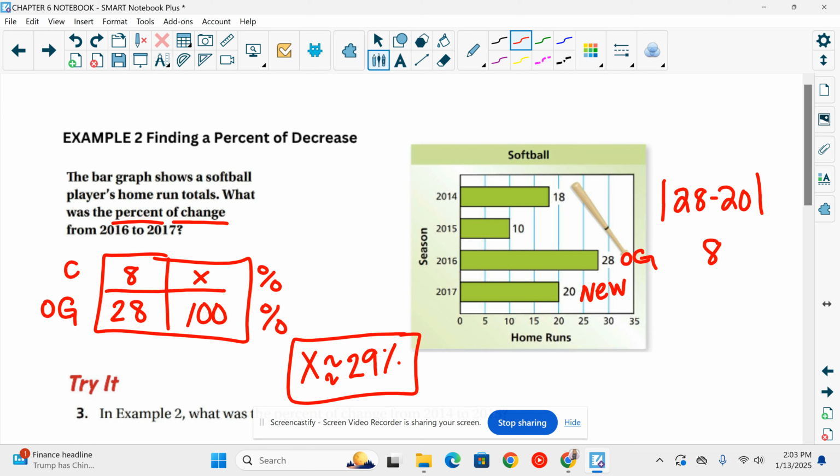All right, number 3 instead is looking at years from 2014 to 2015. I want you to find the percent of change from 2014 to 2015. Find that change for me. If you need to, round to the nearest whole number.